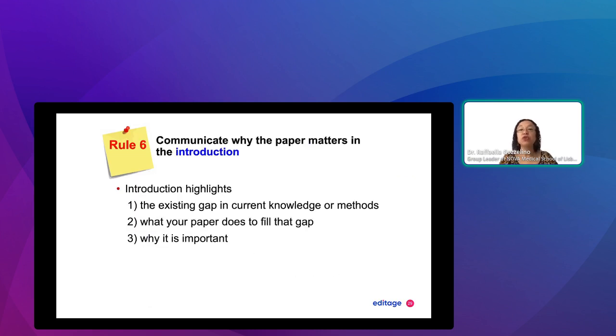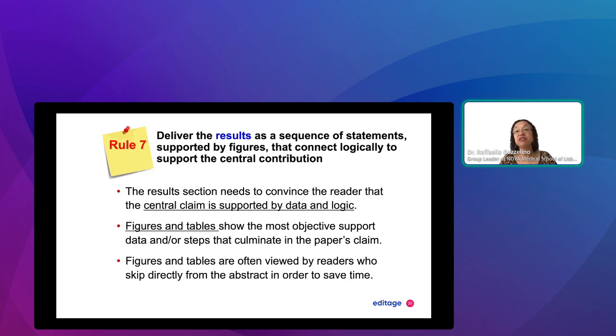So communicate why the paper matters in the introduction, highlighting the gaps in knowledge and methods and why your paper fills the gap and why it's important, but also deliver the results as a consequence of that statement, supporting those sections with figures that logically connect the central contribution, right? So the results section needs to convince the reader that there is a central claim supported by data and logic.